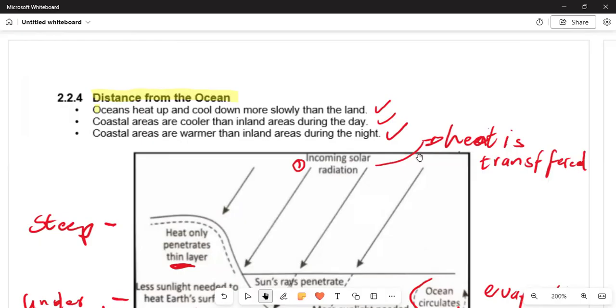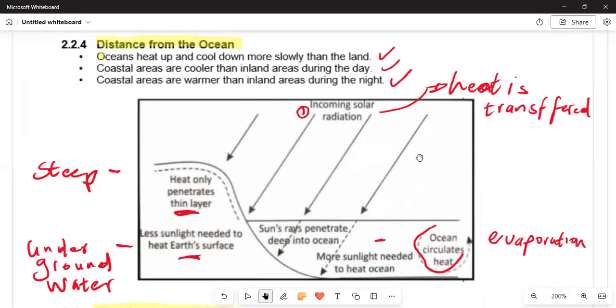So assuming there is radiation, the sun hitting the surface of the earth, where there is density in terms of the steepness and where there is the ocean. What is happening? The incoming solar radiation is heating up this surface. Because of the steepness at this area where it is hitting, the heat will only penetrate a thin layer and less heat is needed.